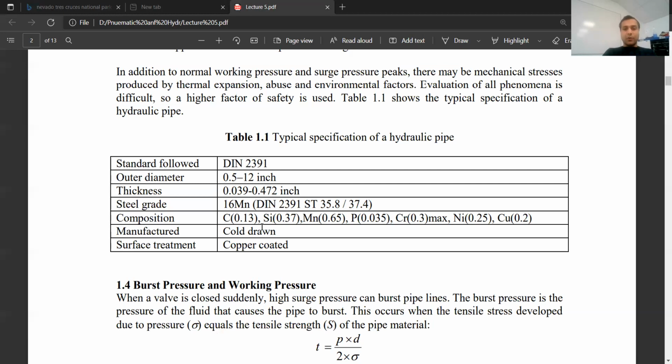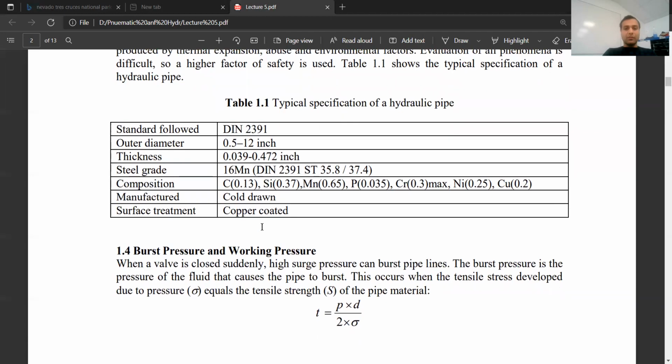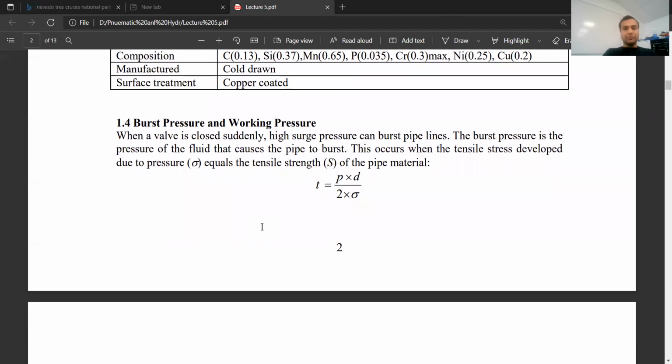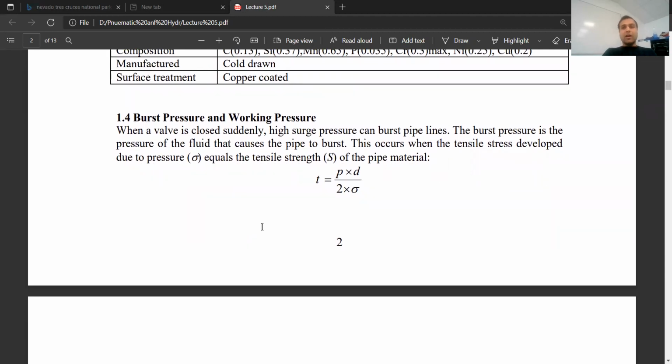Okay. Now, burst pressure and working pressure. The burst pressure is the pressure of the fluid that causes the pipe to burst. At that pressure, the pipe will burst. Now, we have a formula. We want to find out what the formula is for the burst pressure and what the formula is for the working pressure.